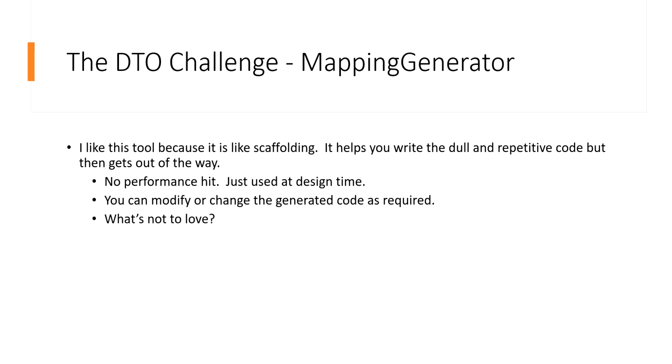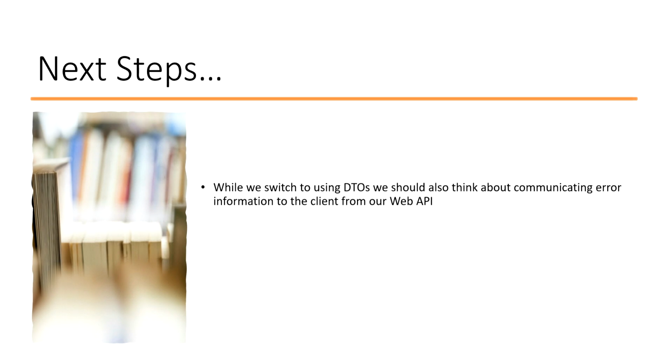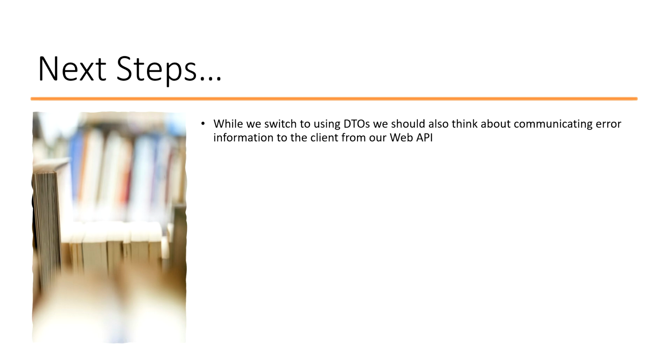There's no performance hit because we only use it at design time. It helps us write our code, and the code is extremely fast and efficient. And we have full control. After it generates the code for us, we can go in and modify it to our heart's content, which is exactly what we want to be able to do. So what's not to love? It's still available as a NuGet package, or you can just do install package mapping generator. In my copy-paste file, I actually have a version number. It was the last totally free version that didn't require any special license, so it does all we need to do.